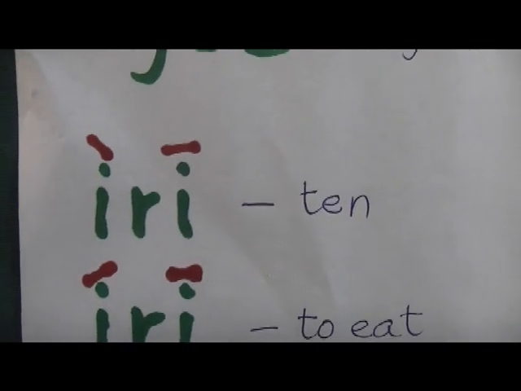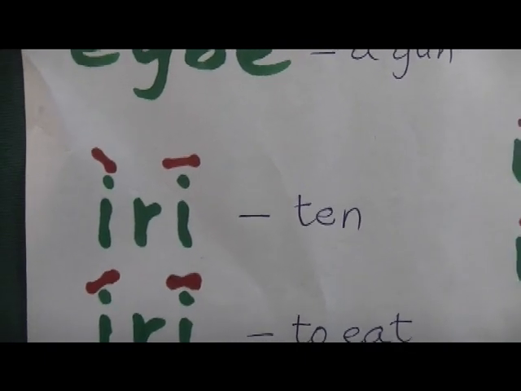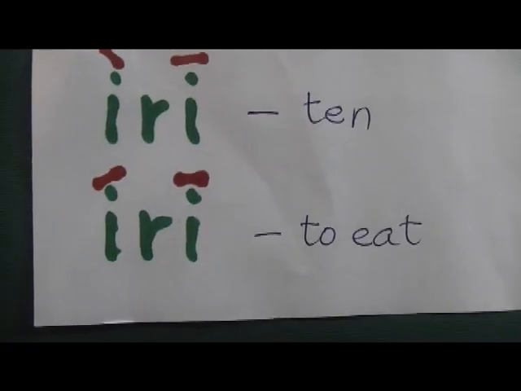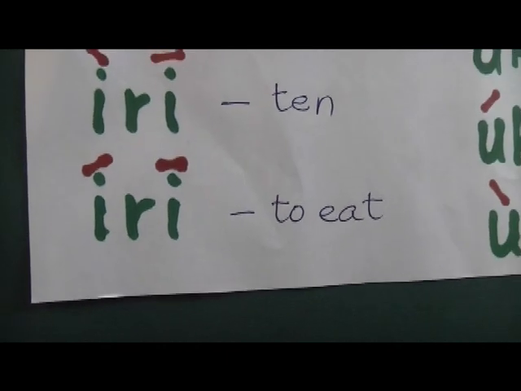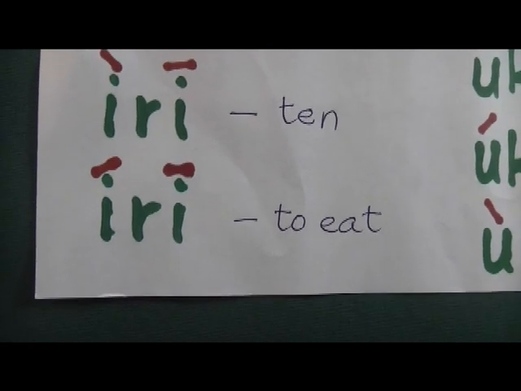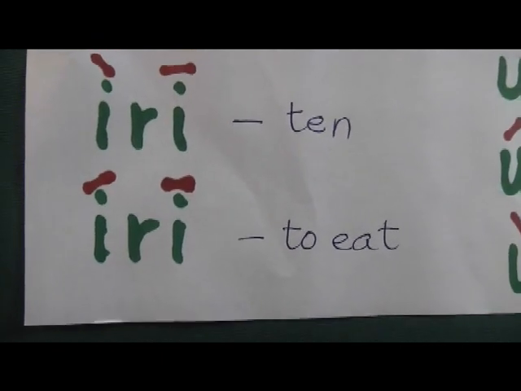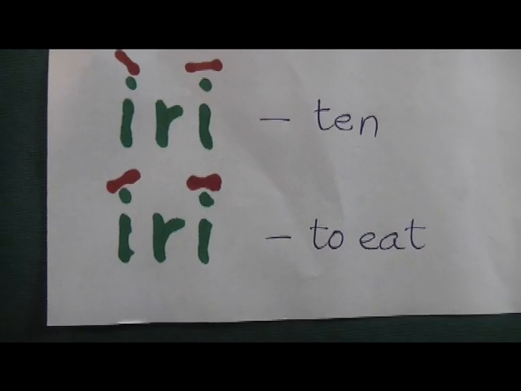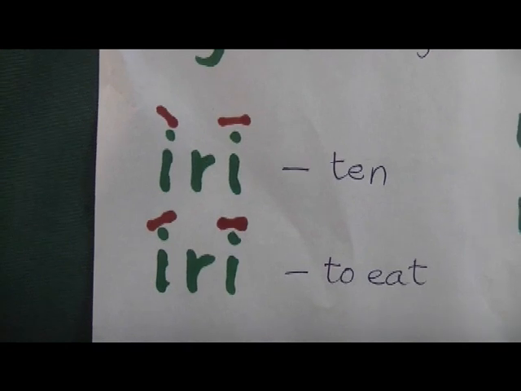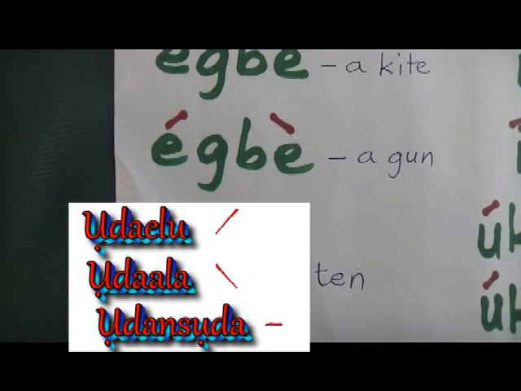Iri means 10, iri. This first e is down, or Ụdala. This is Ụdansụda. Iri means to eat. It's a verb stem. It's an infinitive form of the verb to eat. Iri. The first tone is up. The second tone is horizontal. So note these three tones: Ụdaolu, Ụdala, and Ụdansụda.